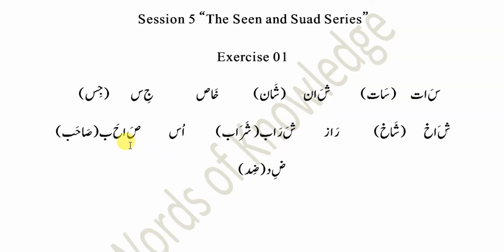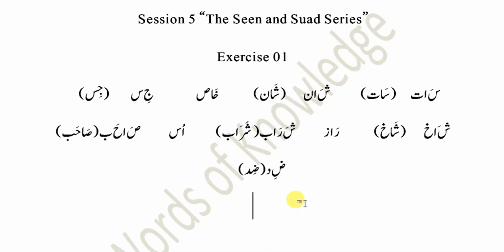Then another word. It has 4 alphabets: Sod, Alif, He and Be. Sod has a zabar sign over it, then He also has a zabar sign over it, and the whole word is called Sahab.